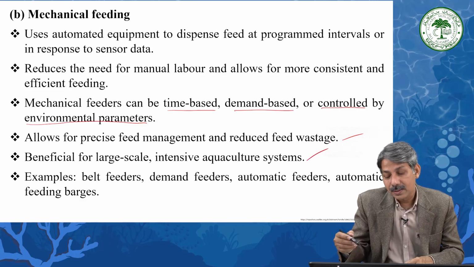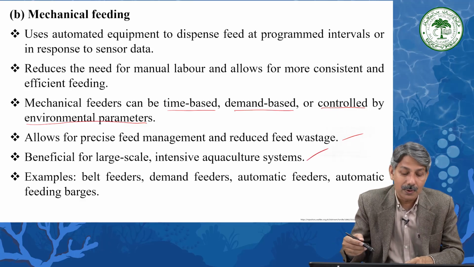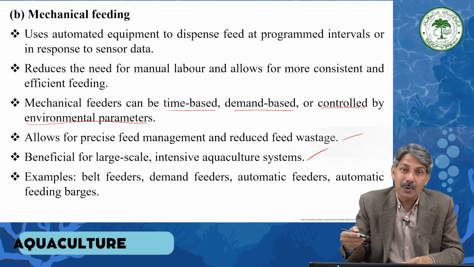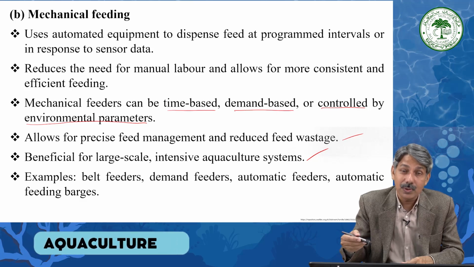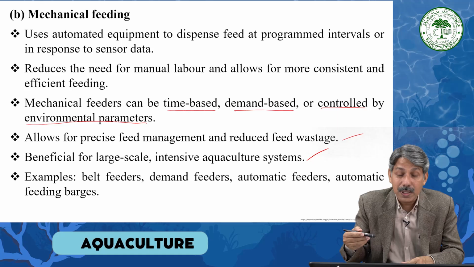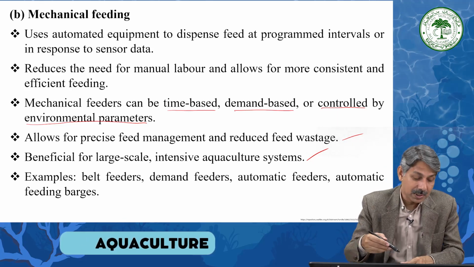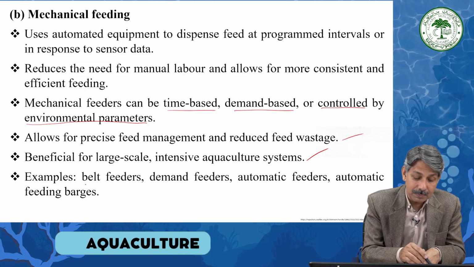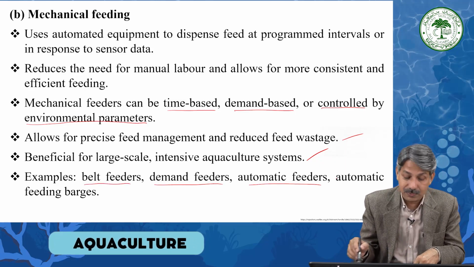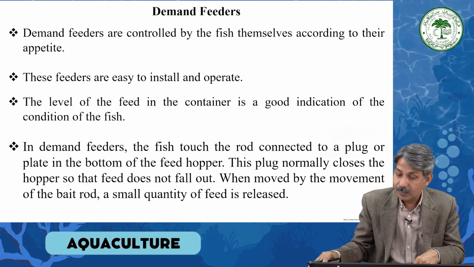That is, in fact, almost necessary for large-scale intensive aquaculture systems, because you need to dispense feed at regular intervals periodically, and arranging labor many times a day for providing the correct amount of food, which should be palatable and accessible to all the fishes, becomes difficult. Examples are belt feeders, demand feeders, automatic feeding barges.